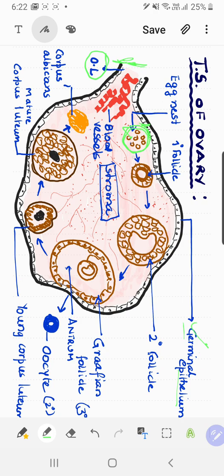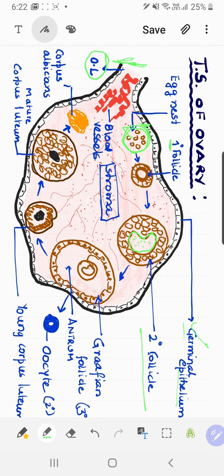Out of this nest, the first cell that participates in the development is known as a primary follicle. That's why I've used this symbol 1 raised to the degree. Primary follicle, slightly enlarged, you will start calling it secondary follicle. Secondary follicle has certain peculiar features, that it starts having a cavity inside. If you can see, there's a cavity inside. You call this cavity as antrum, right?